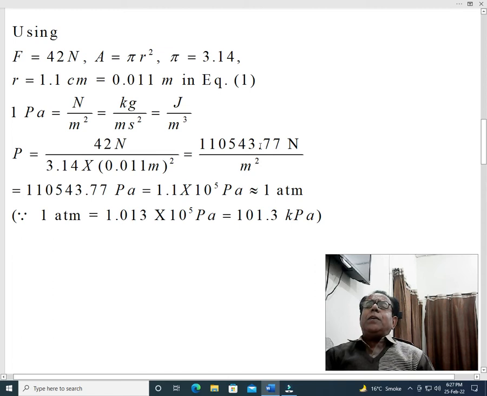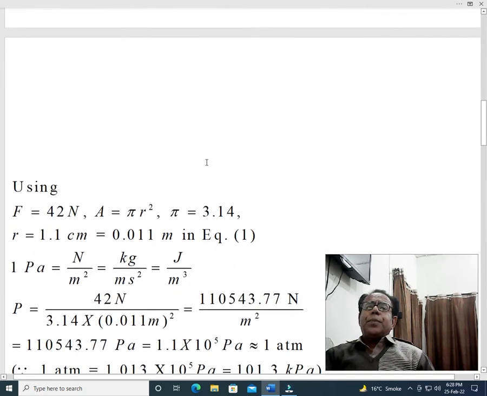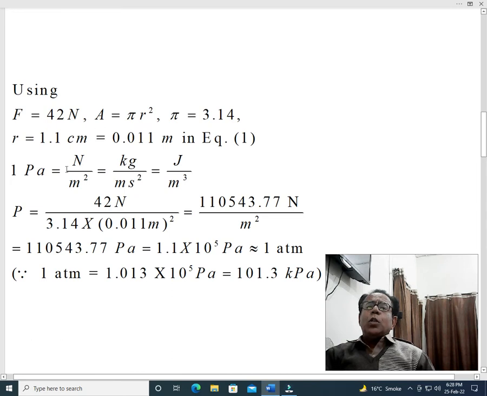Okay, what we have done is we have simply simplified this expression, and then we have converted Newton over meter square into Pascal, because 1 Pascal is equal to 1 Newton over meter square. Moreover, here we have also shown 1 Pascal is equal to Newton over meter square. So in place of Newton over meter square, we have used Pascal.